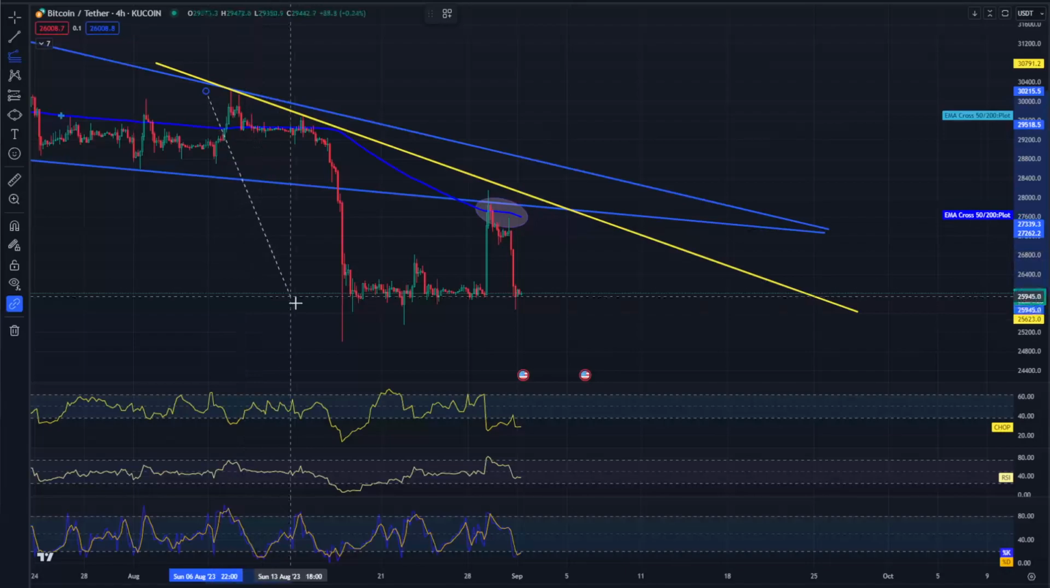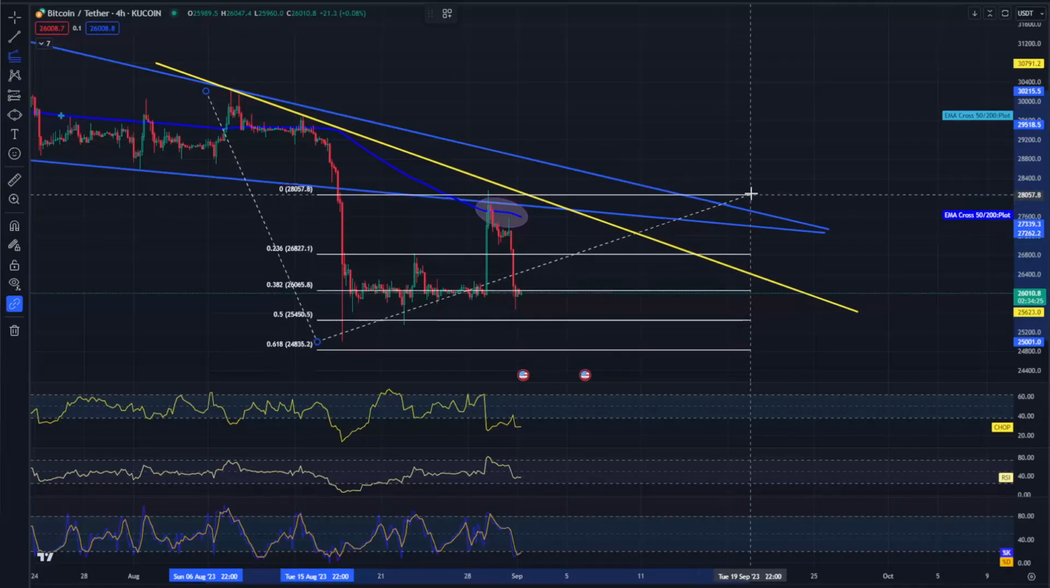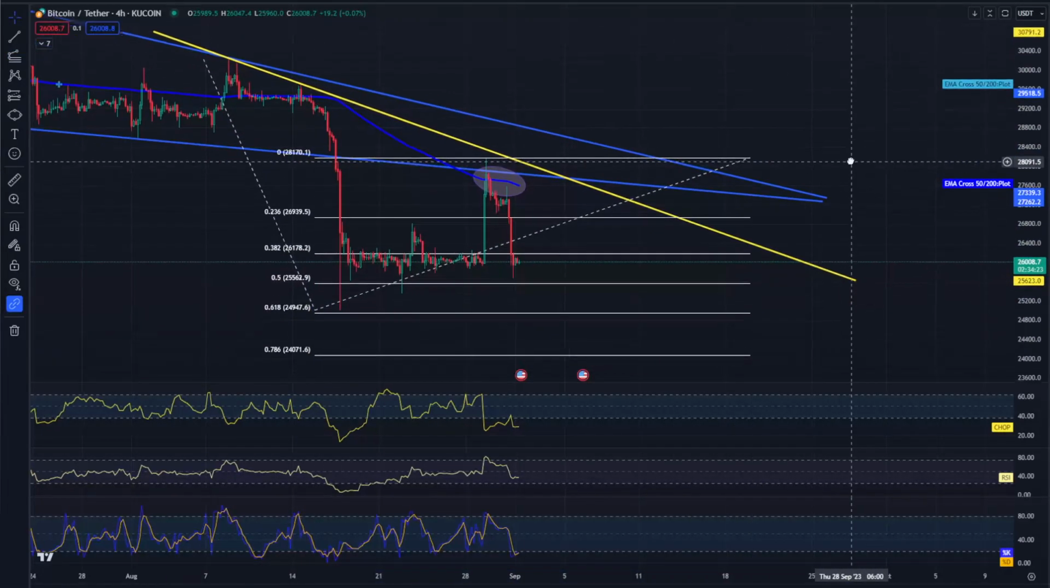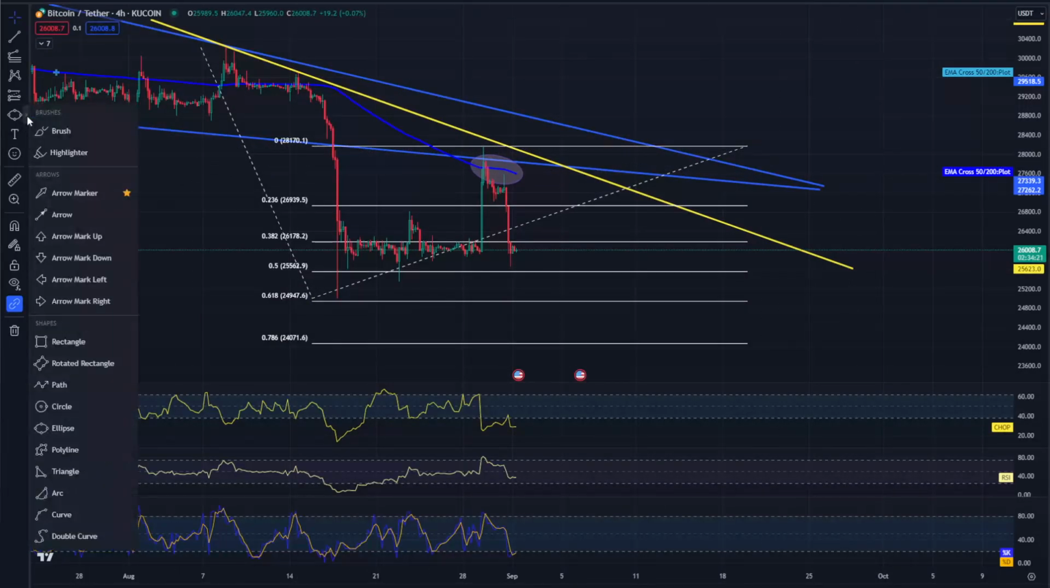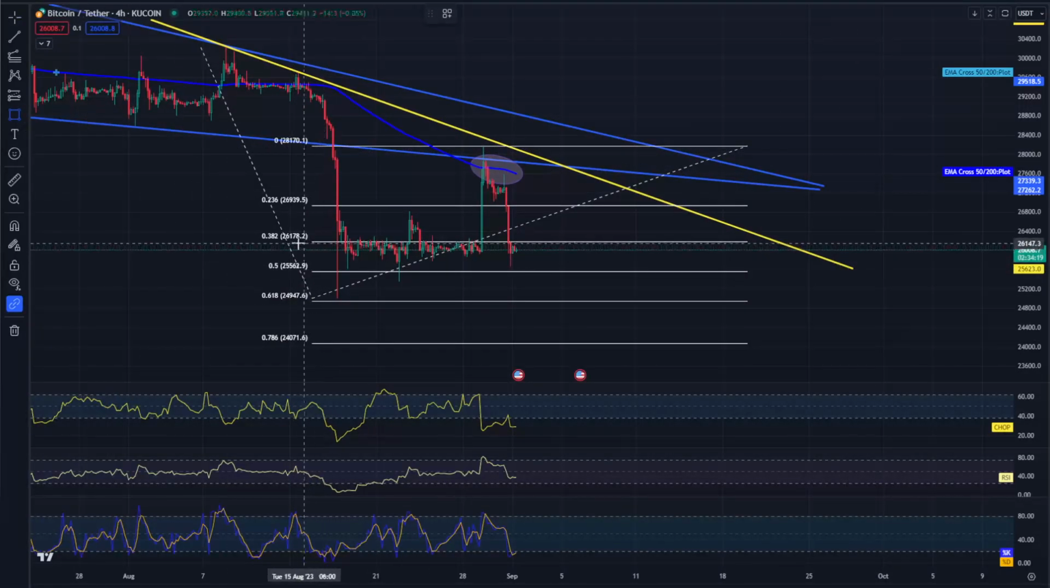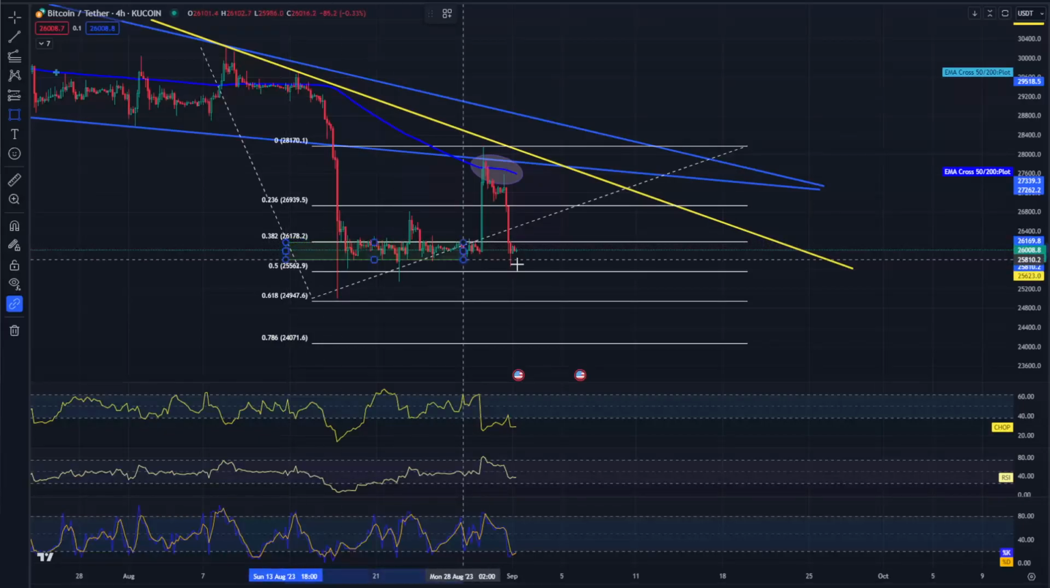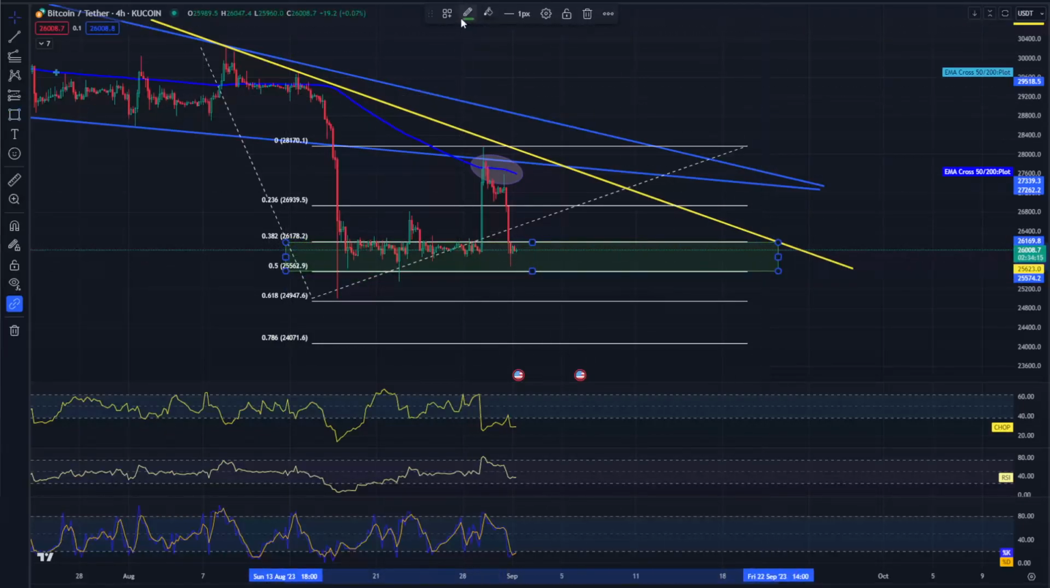Next, we will move on to marking support. For this we will use the trend-based fib extension tool, and after unfolding the grid, we can see a strong support zone from $26,169 to $25,574, where the price is currently holding.